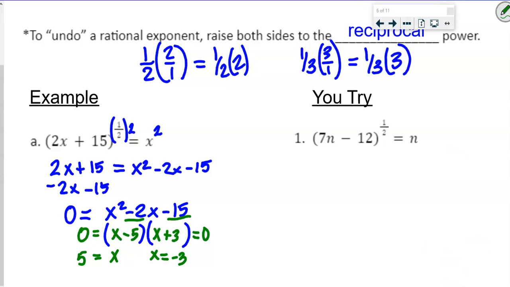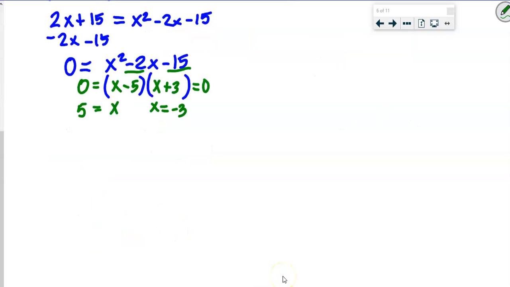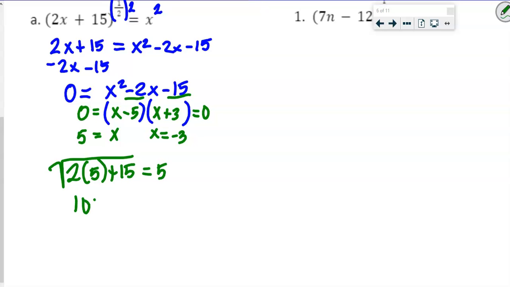Now, this is still a square root because 1/2 power means square root, right? So we have to check these answers, okay? So that's what we're going to do next. We're going to plug them back into our original equation. So I'm going to do 2 times 5 plus 15. Now remember, 1/2 power is a square root, right? So we could also do it like this, right? So the x is my 5, right? Okay. So this is going to be 10 plus 15. That equals 5. That's the one that we just did, y'all. Square root of 25 equals 5. So yes, this is 5 equals 5.